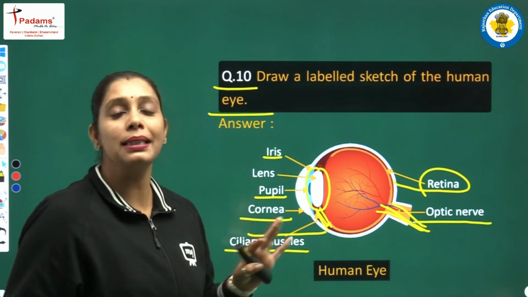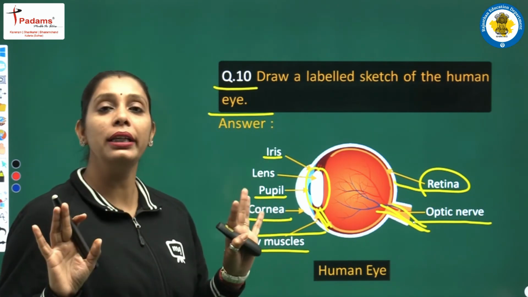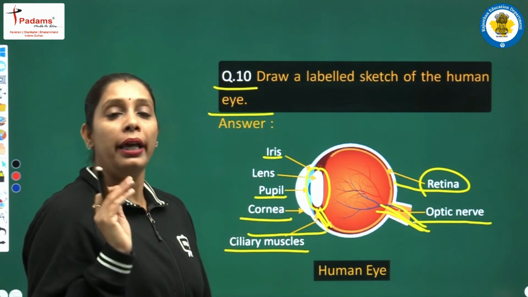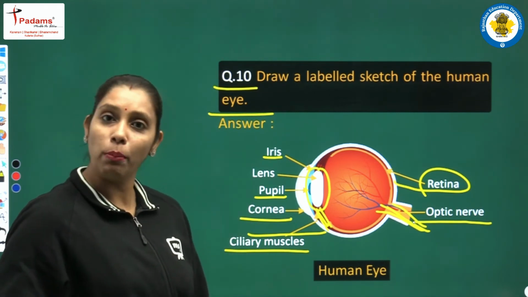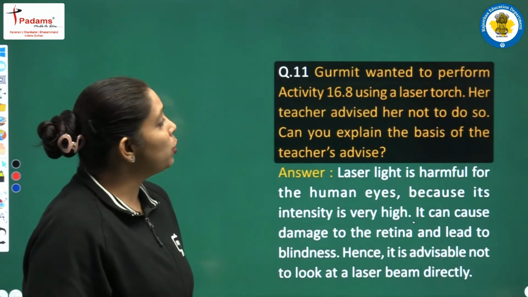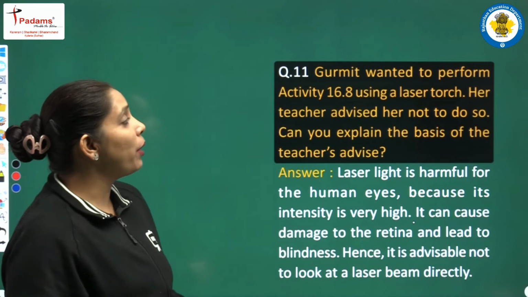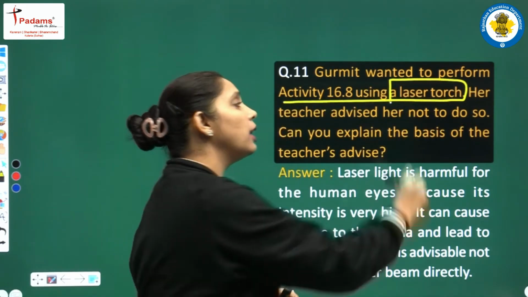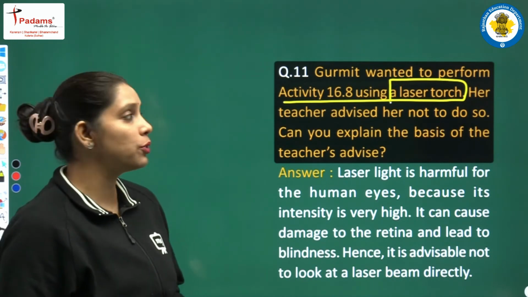यहाँ पे इन्होंने हमसे explanation नहीं पूछा है, they only asked to draw the labeled diagram of human eye. So I hope everybody can draw the diagram properly. Move to the next question. Gurmeet wanted to perform activity 16.8 using a laser torch. बच्चा ध्यान दीजिए, they are focusing on the laser torch.